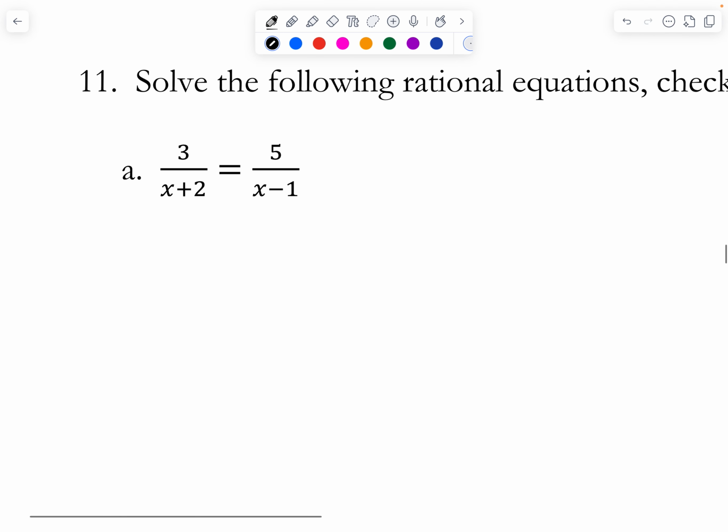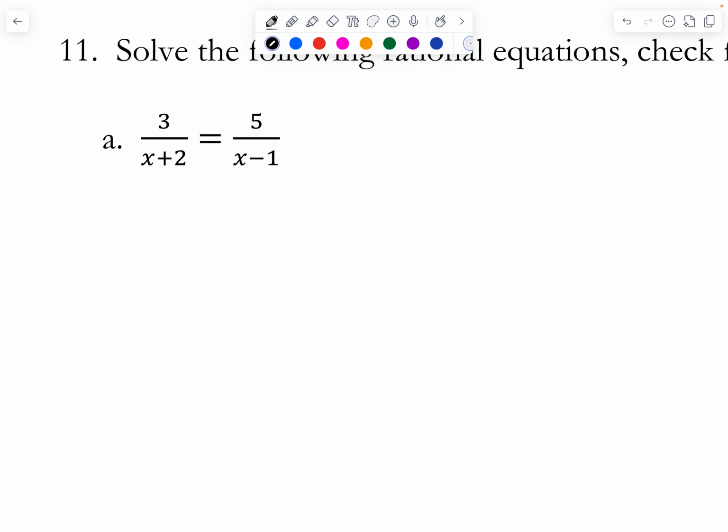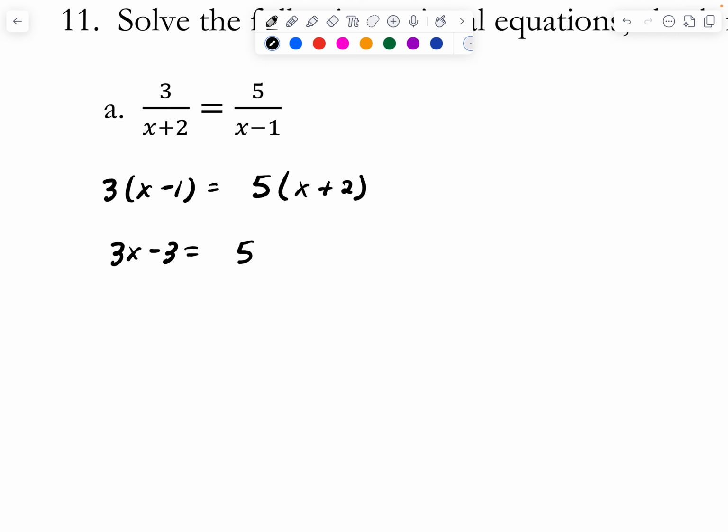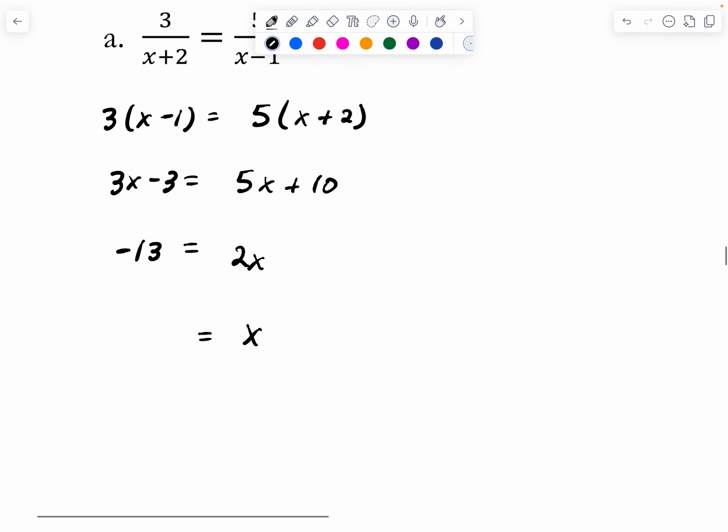Now A is not that strategy for me personally, because this just looks like a proportion when I have one fraction on each side. So I'm just going to multiply across, so 3 times x minus 1 and 5 times x plus 2. And what I learned from middle school is that with proportions, those cross products must be equal to each other, okay? So distributing, 3x minus 3, 5x plus 10, this gives me 2x, and that's going to give me minus 13. So I get x equals negative 13 over 2. If you'd like to write it as a fraction, you can. Or excuse me, a decimal, you can.